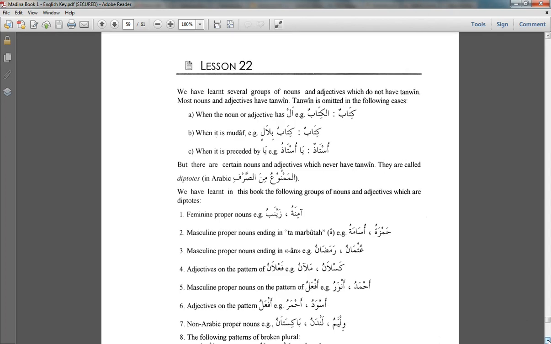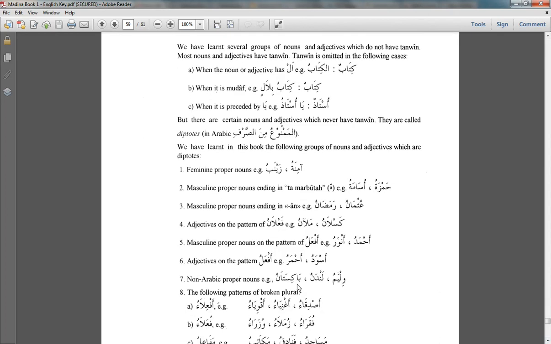Non-Arabic proper nouns like Williamu, Londonu, Pakistanu. The following patterns of broken plural. أفعلاء, for example, أصدقاء, أغنياء, أقوياء. فعلاء, like فقراء, زملاء, وزراء.